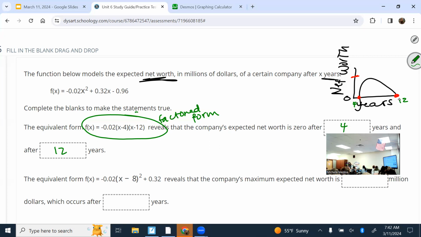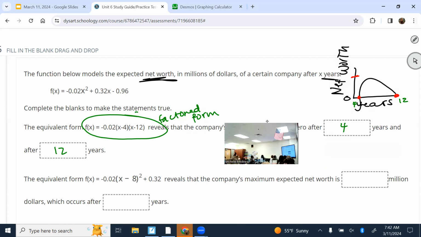Okay, questions on that part? Now look at the next form that they're giving you. What do you recognize this form as? I don't want to scroll because I don't want to ruin my writing. But this form down here, what do we call it?